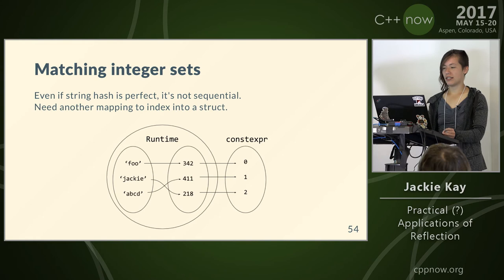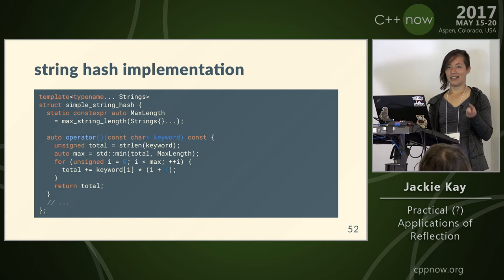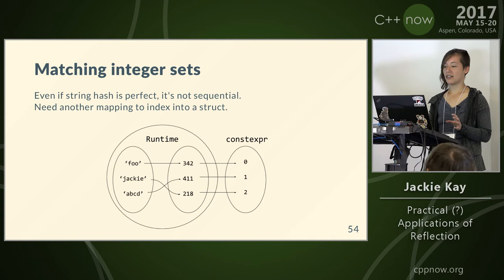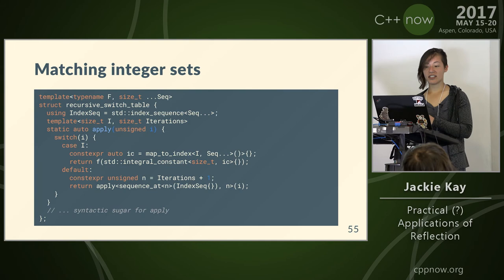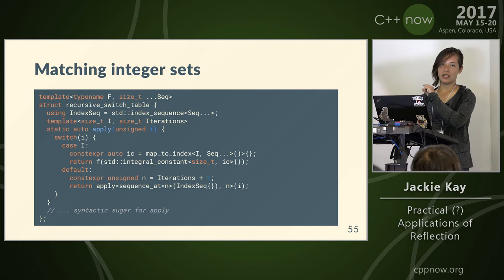We still need to map from the result of this hash, because the way we wrote it, we're adding ASCII values together, so we end up with very large numbers. It's really far from being from 0 to n. So we have another level of hashing, from runtime integers to compile time integers. Here I use a recursive switch statement where I take seek, in this example the known set result of our string hash, and then I map that to sequential indices.